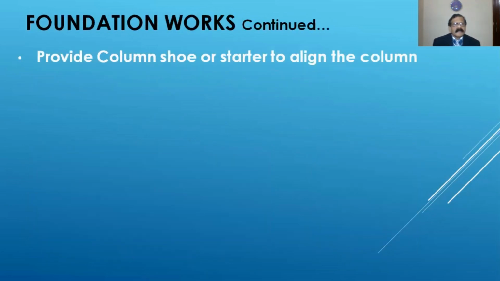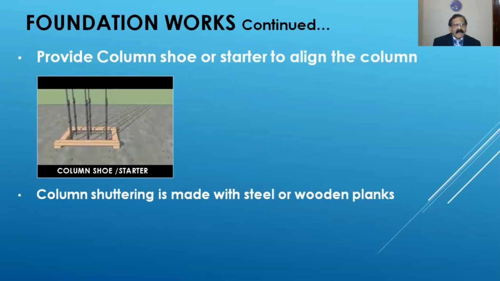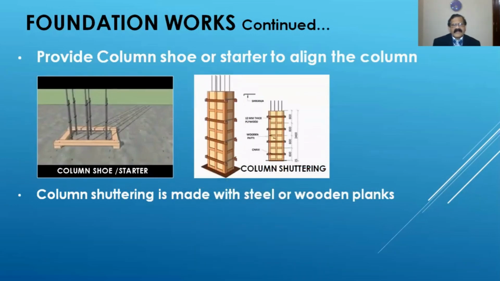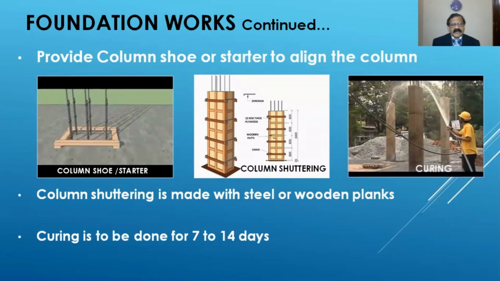Next step is to provide the column shoe to align the column. This is the column shoe. This is just to align the column vertically. Column shuttering is made with steel or wooden planks. Curing is to be done for at least 7 to 14 days.